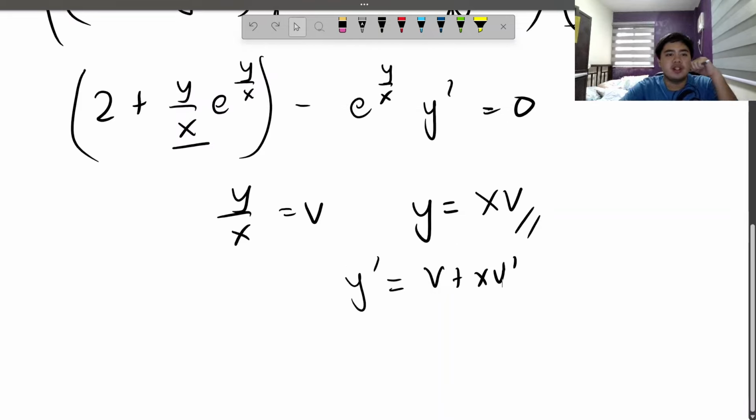Now, 2 remains 2. y over x becomes v, e to the v minus e to the v times y prime, which is now v plus xv prime. This is now equal to 0.